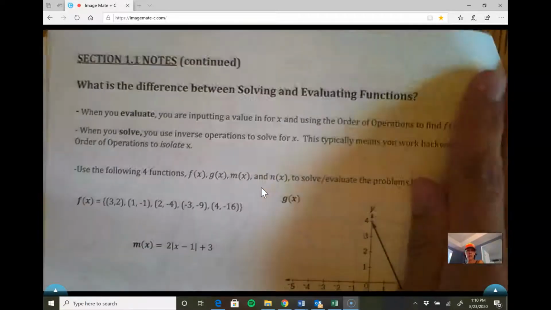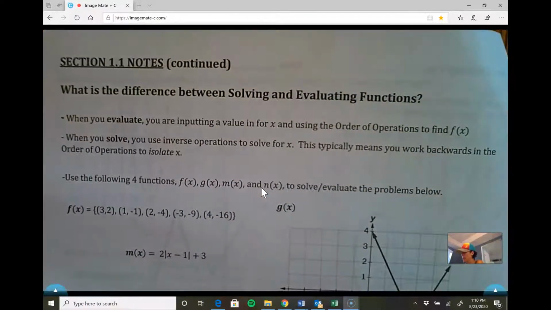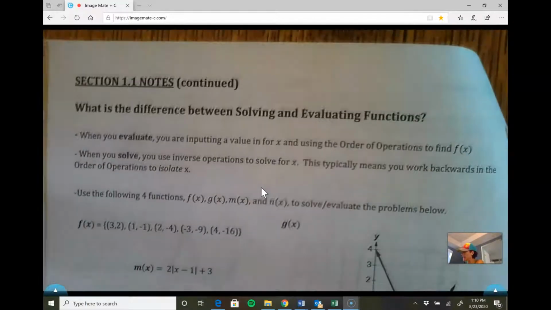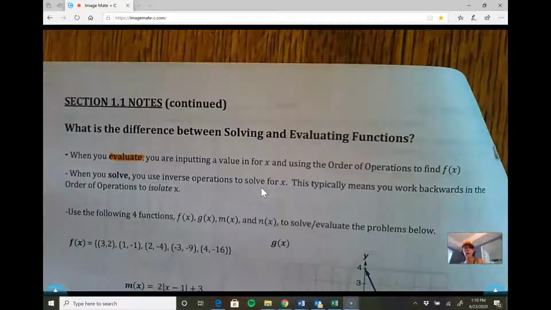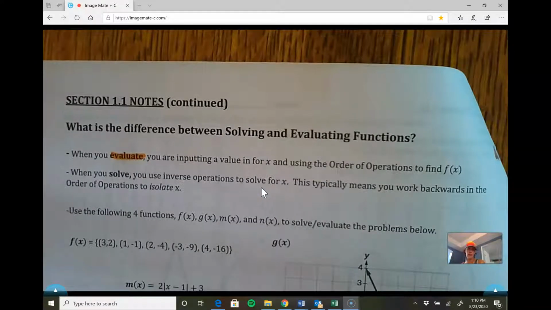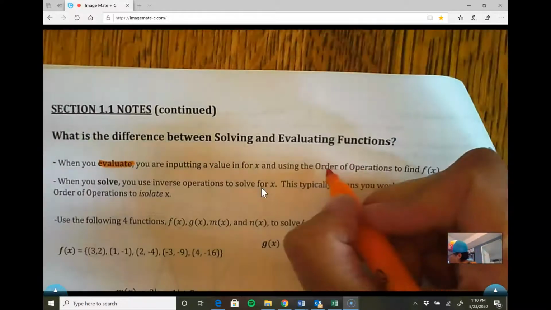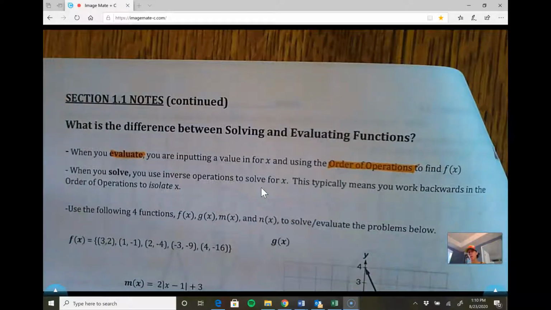So I'm on page 6 in your notes, and again, we're just continuing our section 1.1, and we are going to be talking about solving versus evaluating. So first, when you evaluate, that's where you're given an x, because x is the most popular variable, and you plug it into your equation, and you start to do the math. You follow the order of operations to find your y.